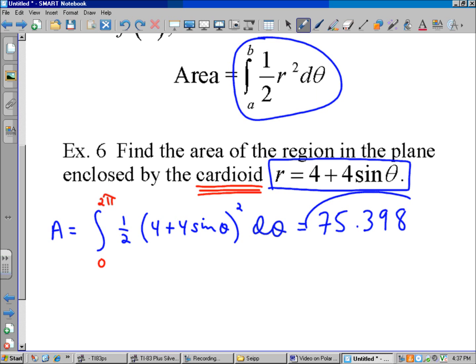75.398. Remember, on the AP exam, round everything to 3 decimal places, okay? All right, so that's the area of a polar curve. Again, the tough part, I feel like, is figuring out what those bounds are.